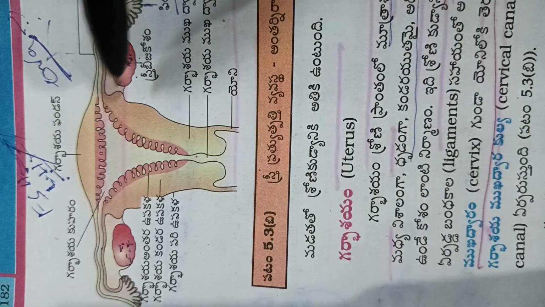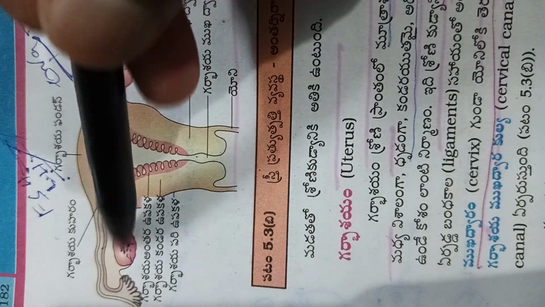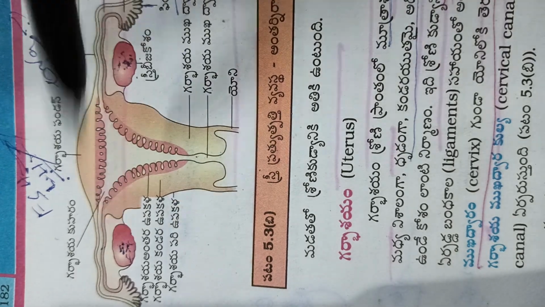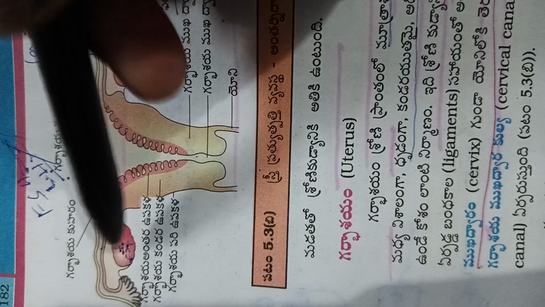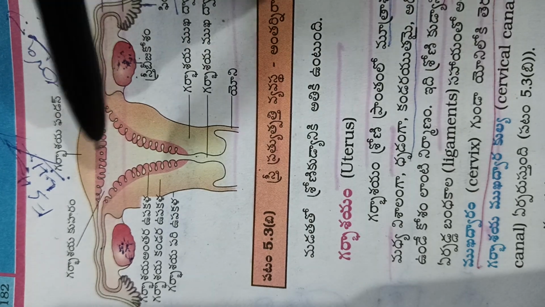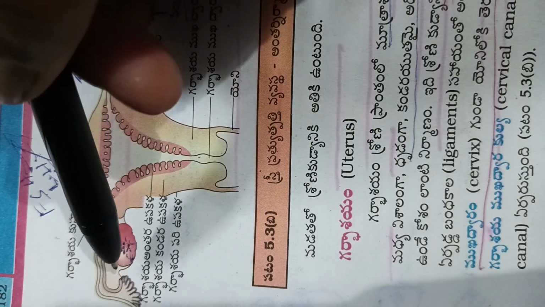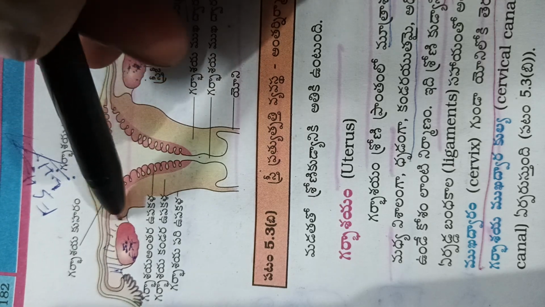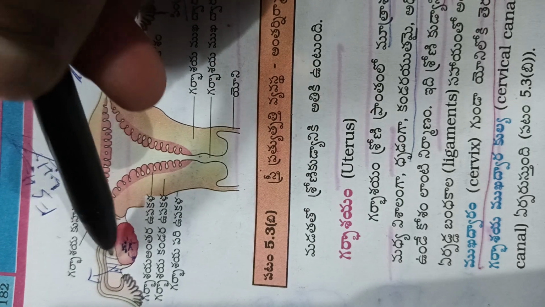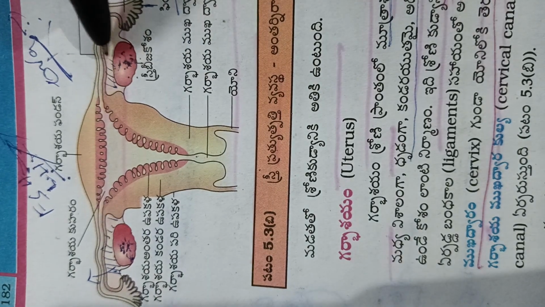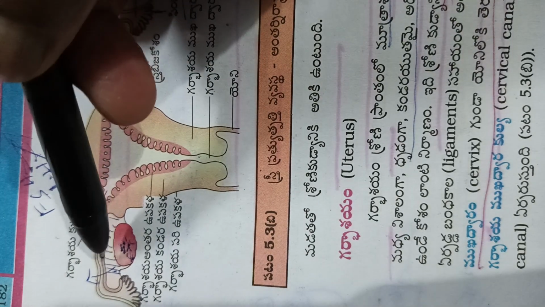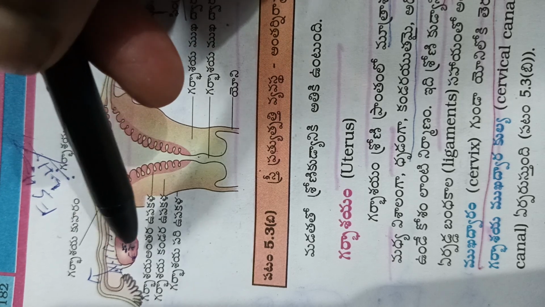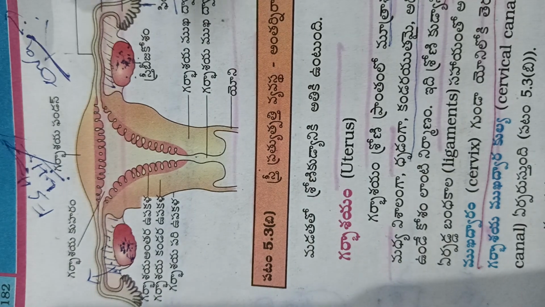Then these ovaries are connected to the body cavity. The ovary is connected to the abdominal cavity with the mesovarium. See here in the diagram itself we can observe. This part is called the mesovarium. With the help of the mesovarium, the ovary is connected to the body cavity.